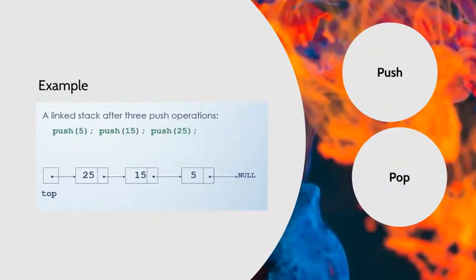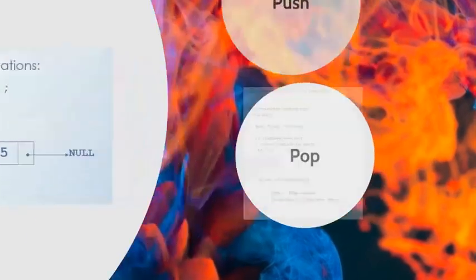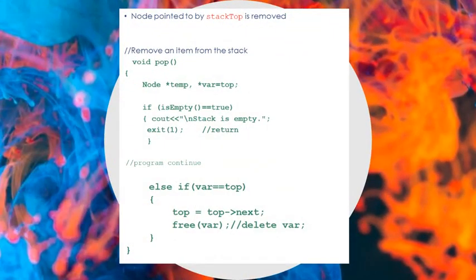Now we can display or check the content of our linked list by using the pop operation. The node pointed to by the stack top is removed. The pop function is to remove an item from the stack. We have the void pop, and we can have two pointers here, temp and also var.